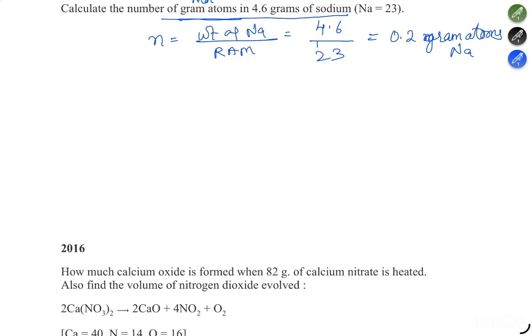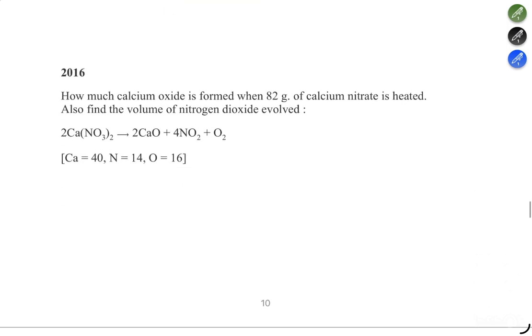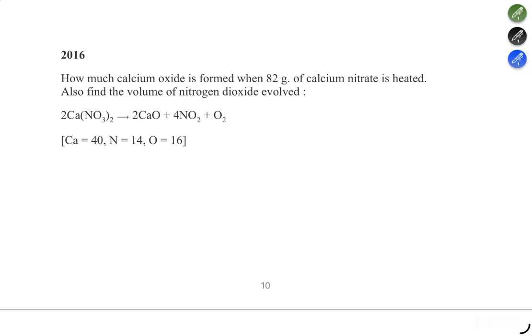Okay, now let's move to the question which came in 2016. Let's read the question first. How much calcium oxide is formed when 82 gram of calcium nitrate is heated, and find the volume of nitrogen dioxide evolved? So there are two parts of the question. It is of 2 marks.